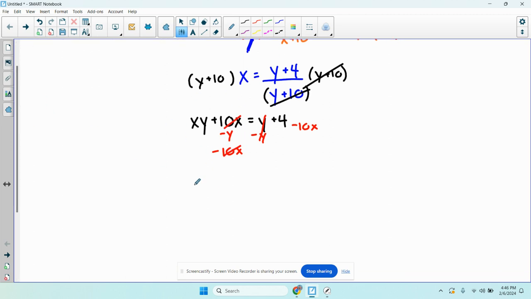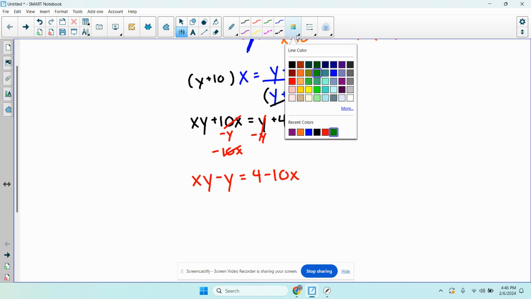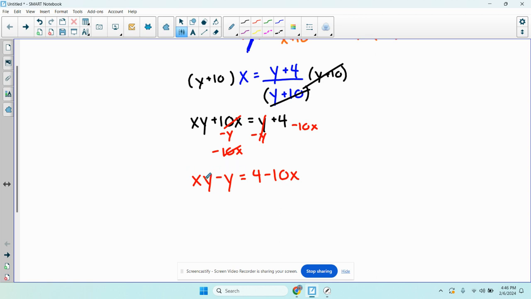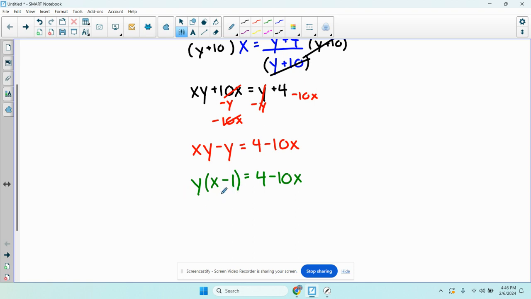So on the left-hand side, I have xy minus y equals 4 minus 10x. From there, I can factor out the common factor, which is my y, which is good because I want to get that y by itself. I'm left with y times (x minus 1) equal to 4 minus 10x. And lastly, to get the y by itself, divide both sides by x minus 1. I get y equals (4 minus 10x) over (x minus 1).